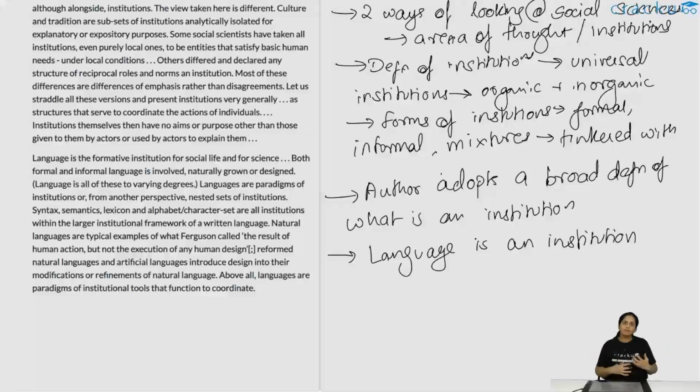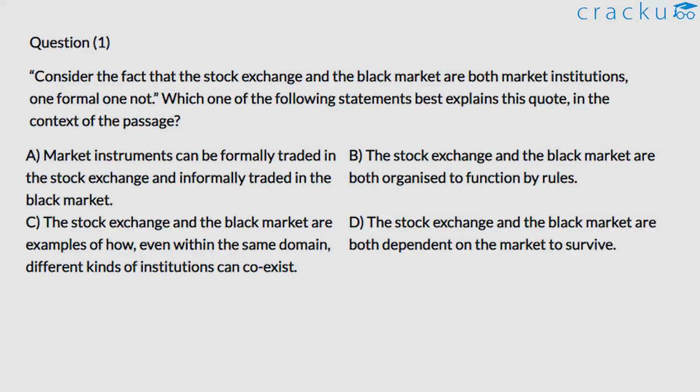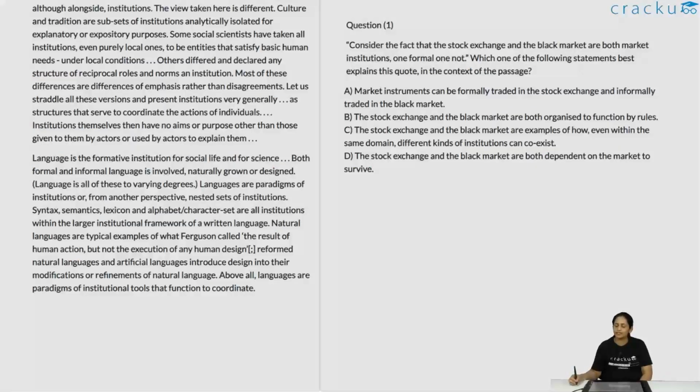So now that we understand what the author is trying to do through this passage, let us take a look at the questions. Consider the fact that the stock exchange and the black market are both market institutions, one formal and one not. Which of the following statements best explains this quote in the context of the passage?